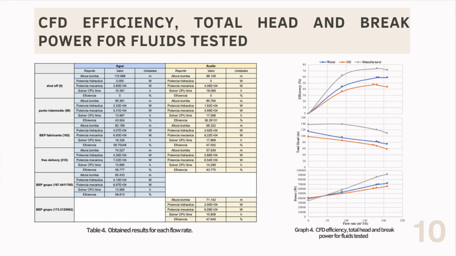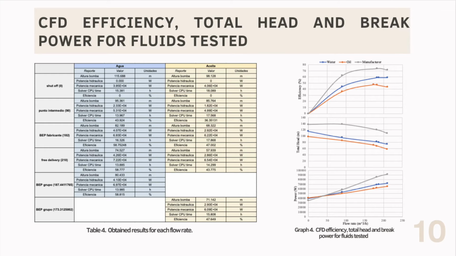Taking into account the results of the table, we can see that at the shut-off point for both fluids, it is where the largest head is obtained. However, at this point there is an unstable system since there is no fluid neither in the inlet nor the outlet. The reason why this is noticed is that at this point both the hydraulic power and the efficiency are approximately 0.